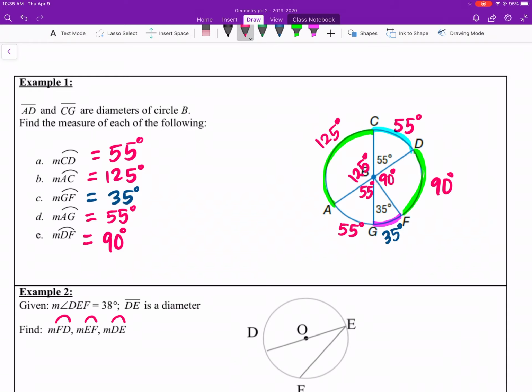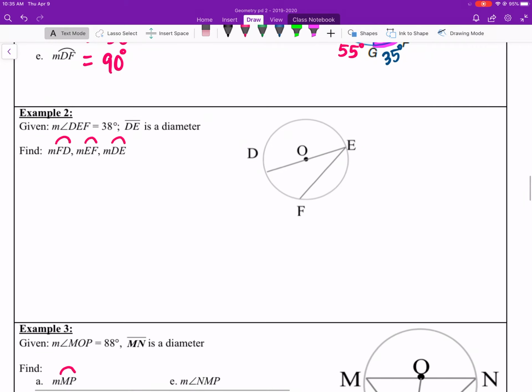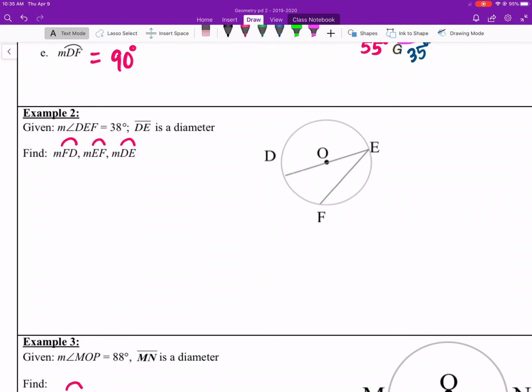All right, so let's move on here. Given the measure of angle DEF is 38 degrees, so let's fill that in. DEF, 38 degrees. DE is a diameter. Find the measure of arc FD, the measure of arc EF, and the measure of arc DE. So FD is here.